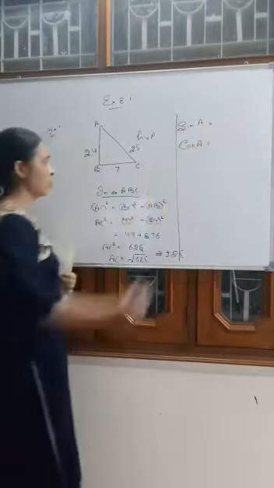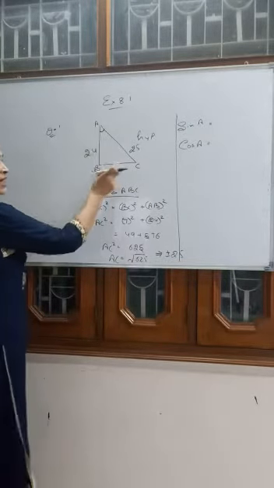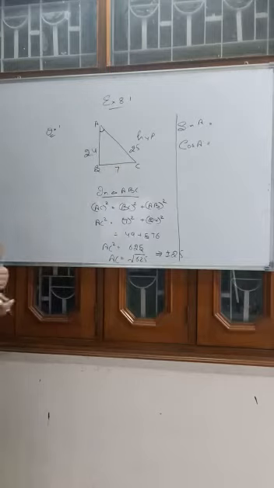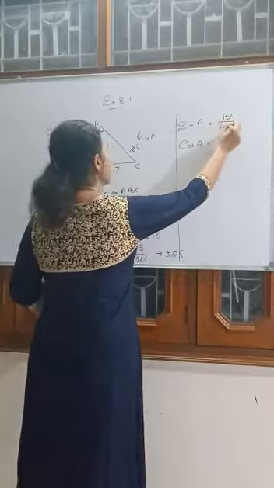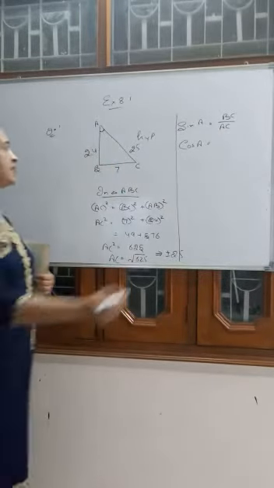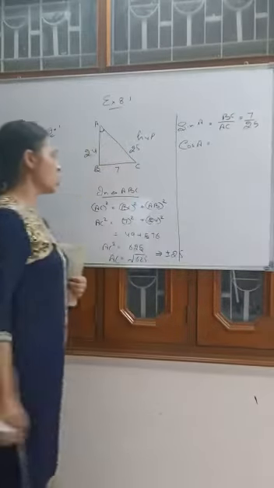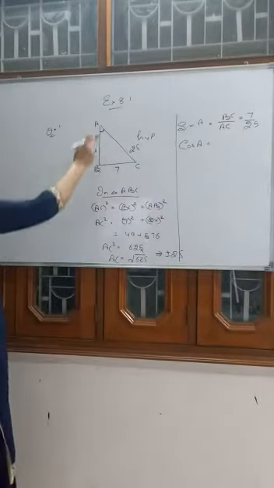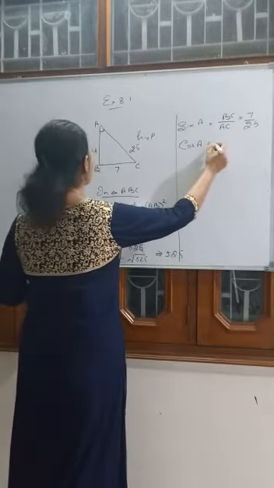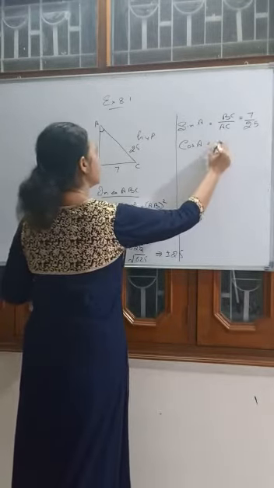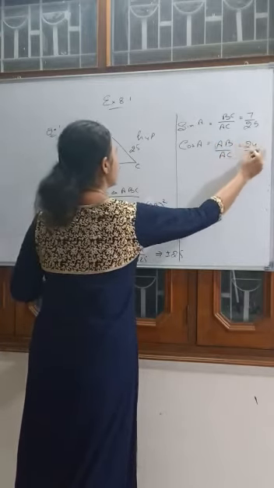What is sin A? What is the formula of sin A? This is A. Which is the opposite side of A? It is BC. Sin A is BC upon what? Hypotenuse, AC. BC is 7 centimeters upon 25. Clear? Cos A. Cos is adjacent side upon hypotenuse. Which is the adjacent side of A? AB upon AC. That is 24 by 25.